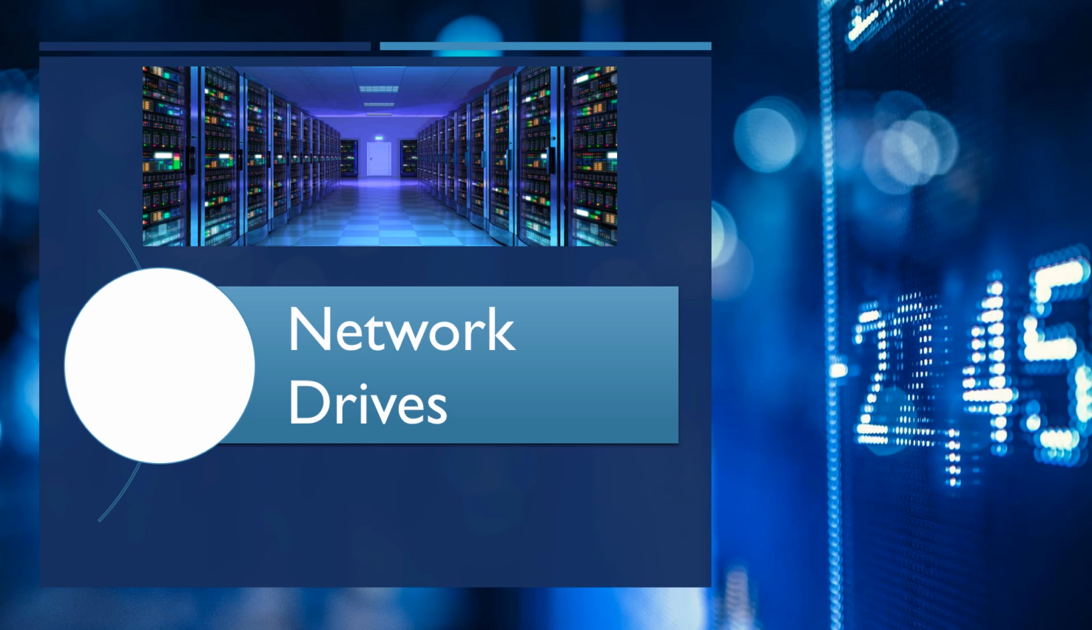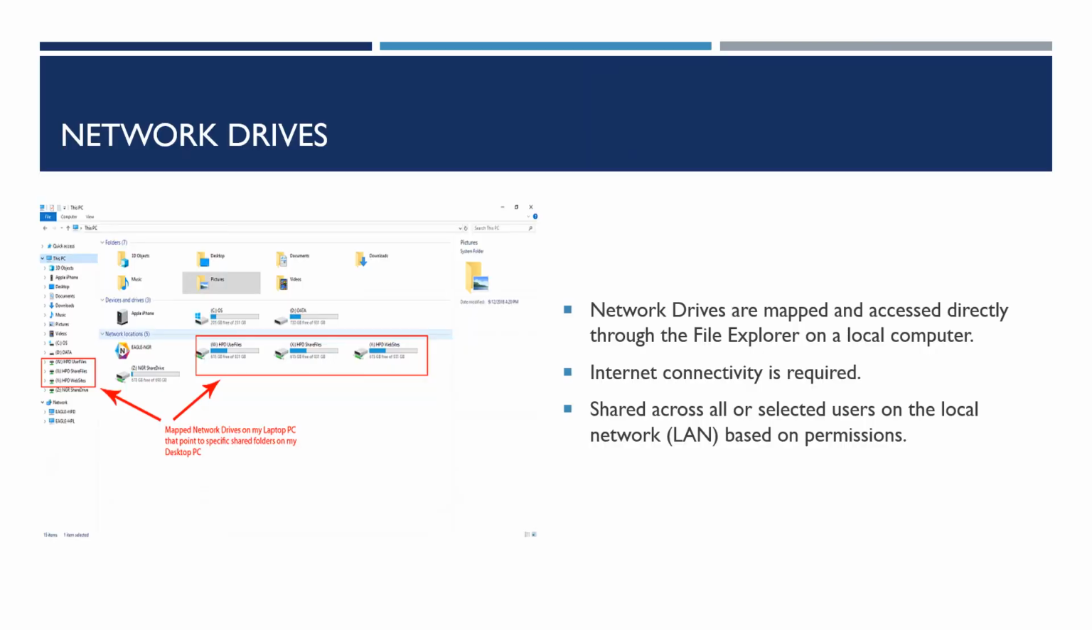We will start talking about network drives, their usage, and mapping. As shown in the picture on the left, network drives will be visible on the left panel under This PC, as well as in the network locations in the Windows File Explorer. Network drives are mapped and accessed directly through the File Explorer on a local computer. Network connectivity is always required in order for users to access the drives.